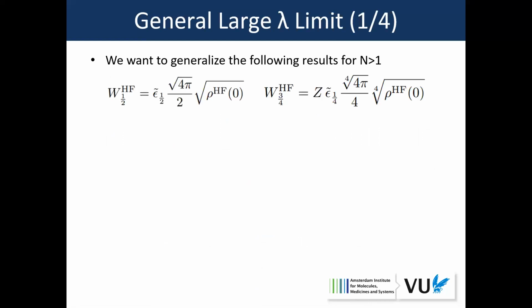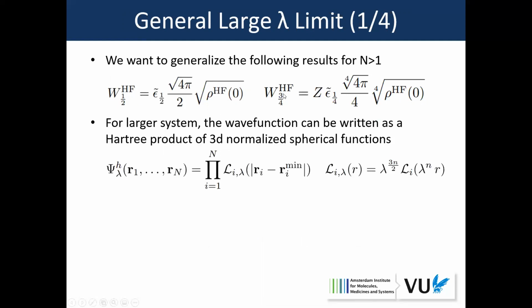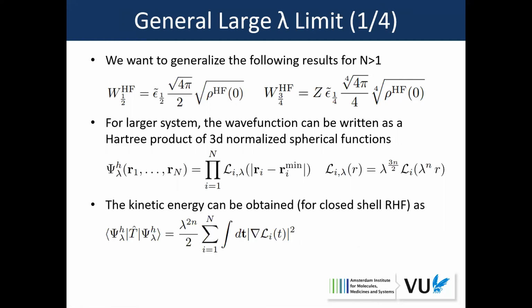So now we want to generalize the next 2 order terms, which are these lambda 1/2 and lambda 3/4. We can do that by using this ansatz of a Hartree product of 3D normalized spherical functions, which have these lambda to the power 3n/2, where we put n to 1/4 in the end to have the correct scaling, but we want to keep it as general as possible until now. And we can calculate the kinetic energy, where we are not expanding around 0, but around these R minimums, because we want to keep it as general as possible for multiple minimums for each electron.